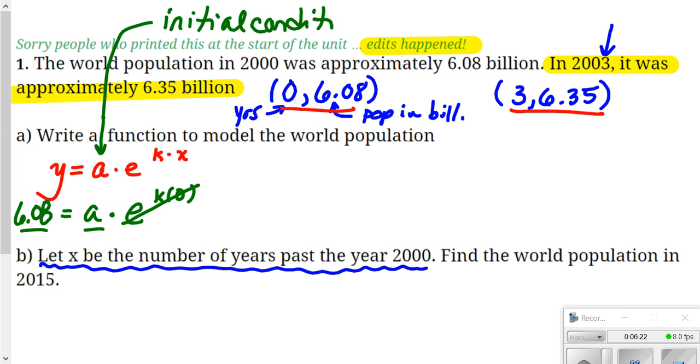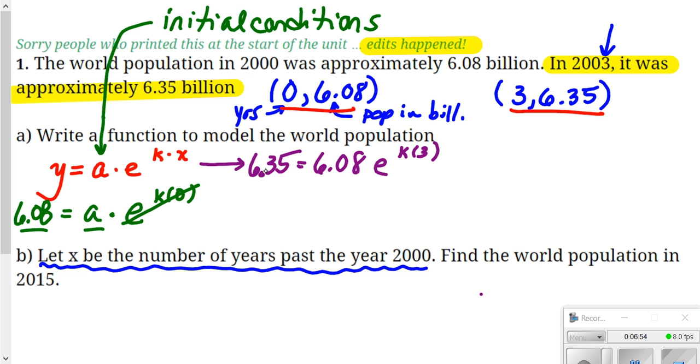And sometimes you're told that straight up, and that's a huge time saver, okay? So my work for this part, I wouldn't have actually written because I already knew that. I would just say, okay, I have 6.08 as my initial condition, and then my eyes would go to this other ordered pair that says, all right, when I plug in 3 for x, I get 6.35 billion for y. Okay? So there's all my numbers substituted in.